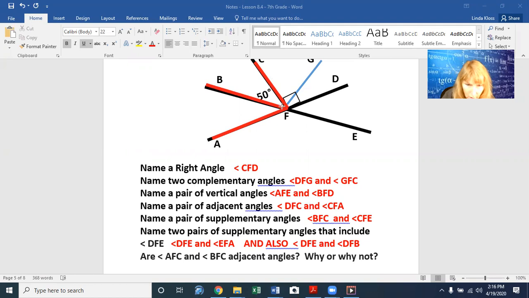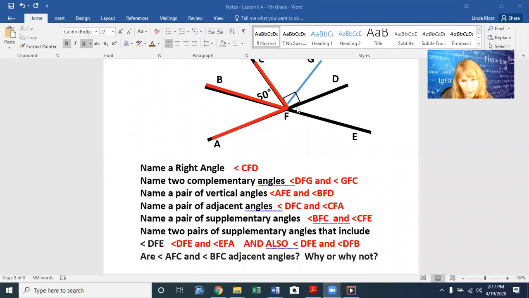Are they adjacent angles? AFC and BFC. Are they adjacent? Well, they overlap, don't they? So no, they are not adjacent because they overlap.